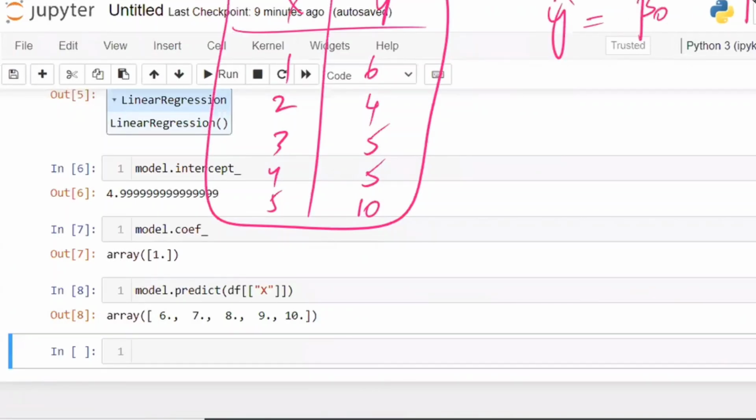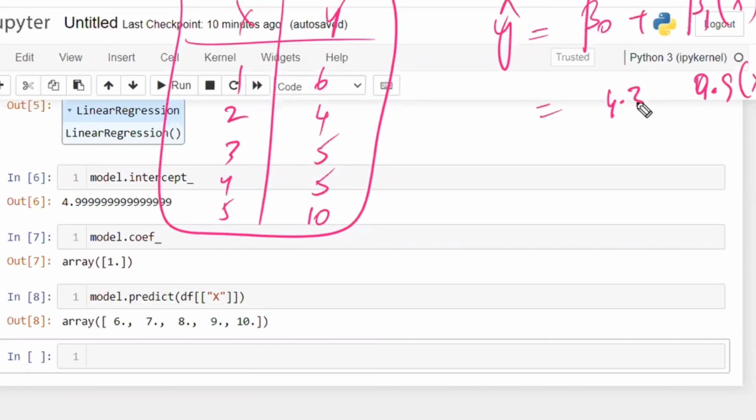What is the beta naught value and beta 1 value? 4.3 plus 0.9x, right? Which you have got. Everyone has got the same? What have you got? 4.2, 3, yeah, 2.3. This one is the same.